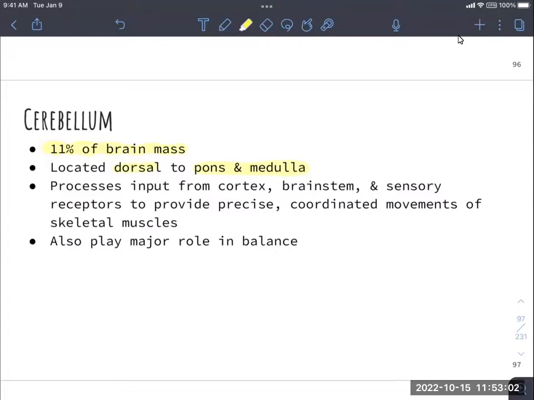It takes information from the cortex, the brain stem, and sensory receptors. It provides precise, controlled, coordinated movement. So as motor information is coming down from that motor cortex, it's going to go through the cerebellum as its last stop before it goes out to your body.